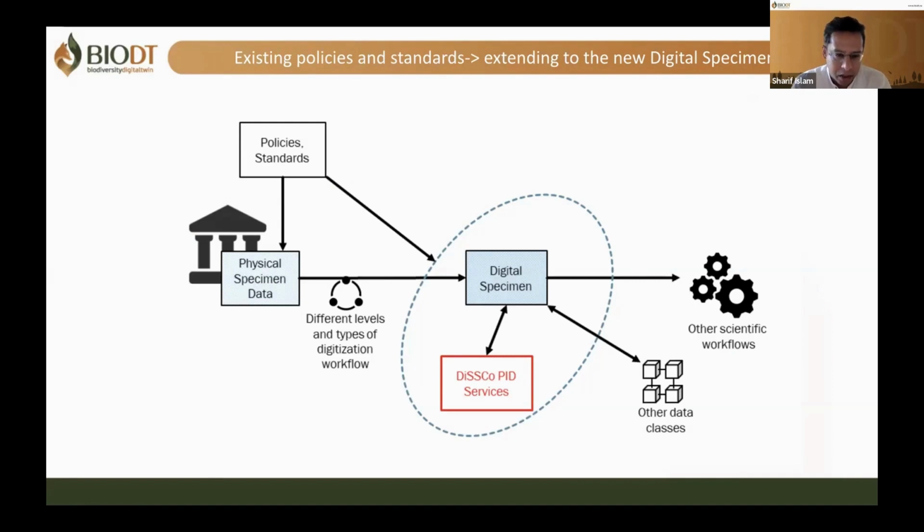So the key thing to remember is that, of course, we're not starting here from zero. You know, we have histories and policies and standards that we can reuse, but at the same time, we need to think about the next levels of operations and policies as well.